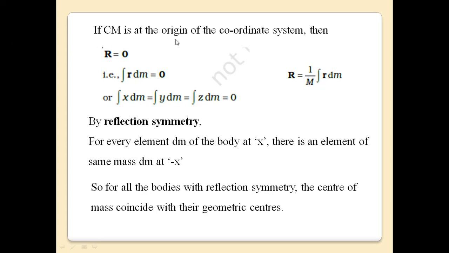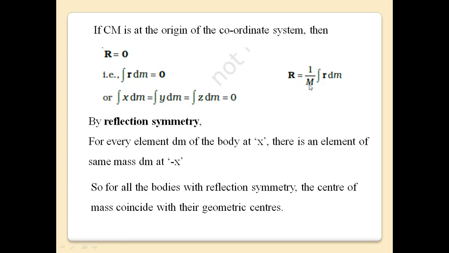If the center of mass is at the origin of the coordinate system, then r is equal to 0. Here r is the position vector and capital R is the distance of the center of mass from the origin. So if the center of mass lies on the origin itself, then obviously capital R equals 0. And R is equal to 1 by capital M integral r dm.